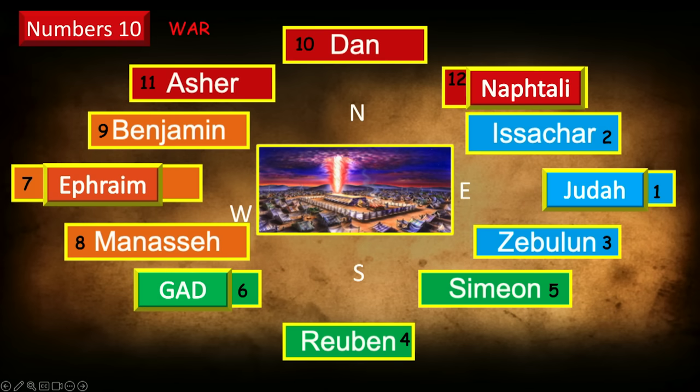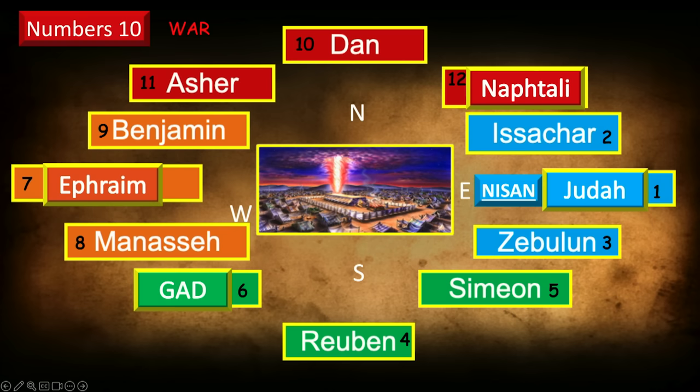Now, if you'll notice, I have in black the numbers all the way around, and that's the order they went in their armies. The east side went first, then the south, then the west, then the north. Well, there's 12 tribes, and there's 12 months, so each tribe was assigned a month based on how they traveled. Judah goes first, so they're the first month, Nisan.